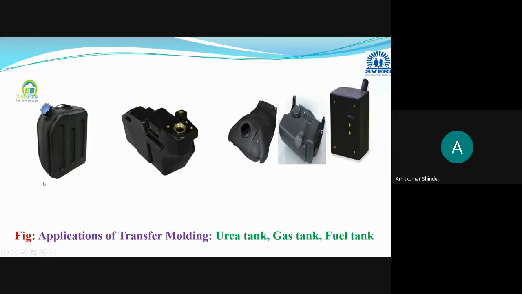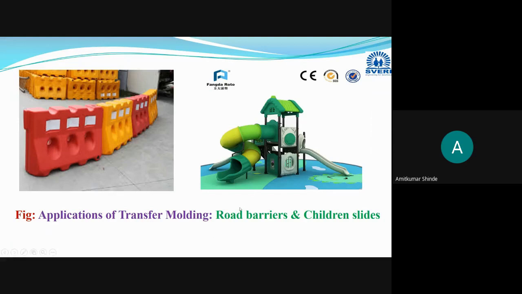Okay, urea tank, gas tank, or fuel tanks. These are used in different vehicles to store the fuel. Then these are the road barriers, to control the traffic and all these things. These road barriers are manufactured with the help of this transfer molding process only.